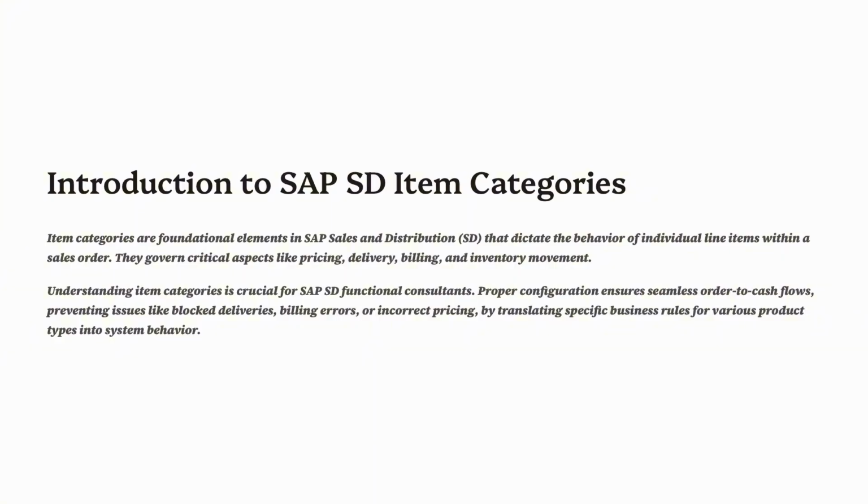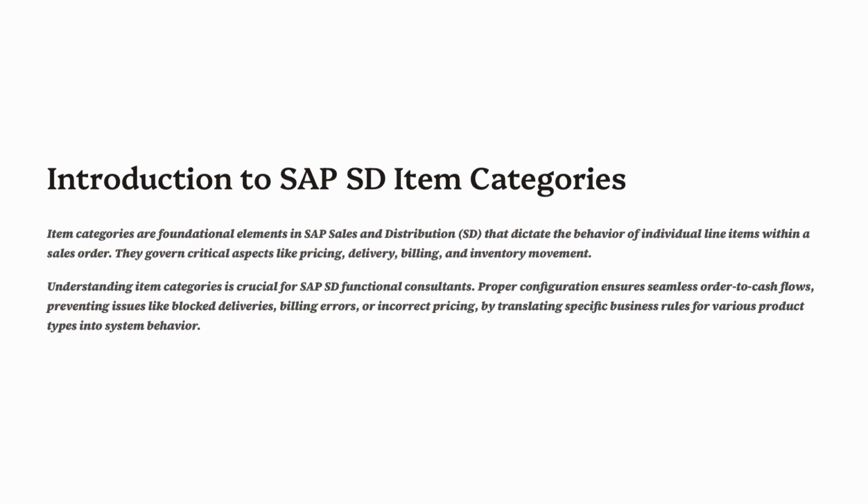So in this video, we'll break down what item categories are, why they exist, how SAP determines them, real project examples, common issues and troubleshooting, and a clean step-by-step configuration overview. Let's start with the basics.